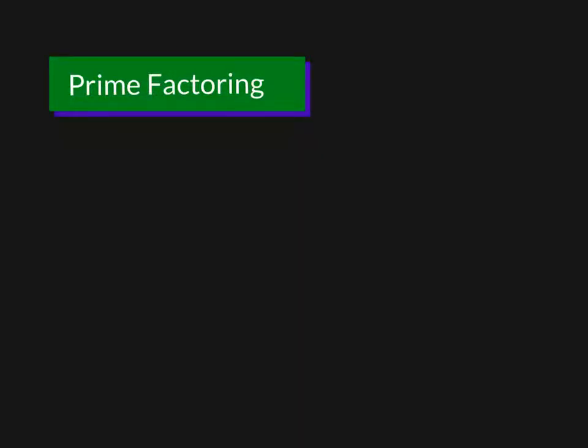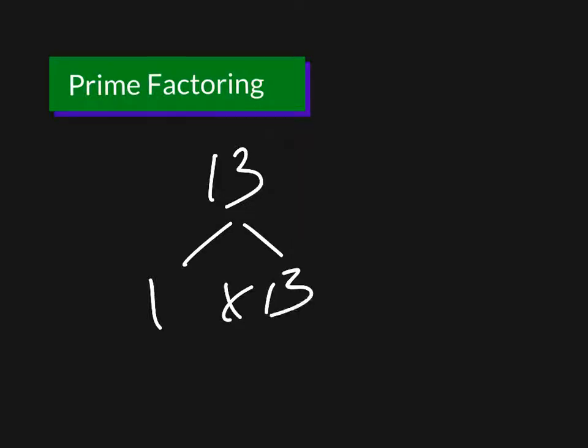You've probably heard of prime numbers. A prime number is a whole number that doesn't have any factors except for one and itself. So for example, 13 is a prime number, because if you test it with the divisibility rules, you'll find that it doesn't divide evenly by 2 or 3 or 4 or 5 or 6 or anything else. The only two factors are 1 and 13.